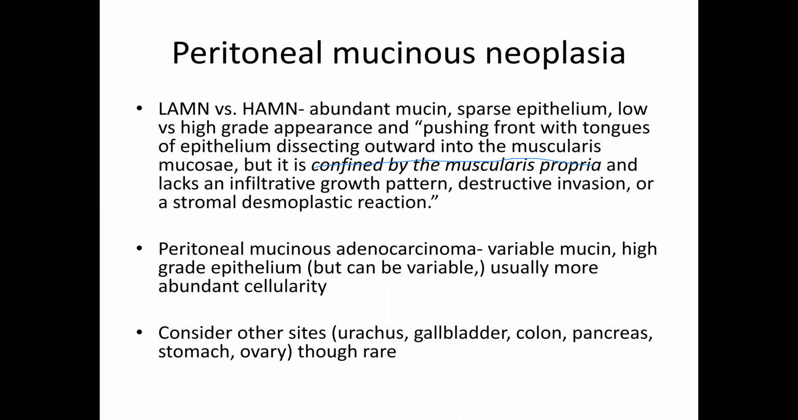Peritoneal mucinous adenocarcinoma will have, of course, high-grade epithelium and generally more abundant cellularity, although sometimes after treatment, cellularity can certainly go down. You can consider other sites such as the urachus, gallbladder, colon, pancreas, stomach, and so forth, but these are less common than would be seen in the appendix.